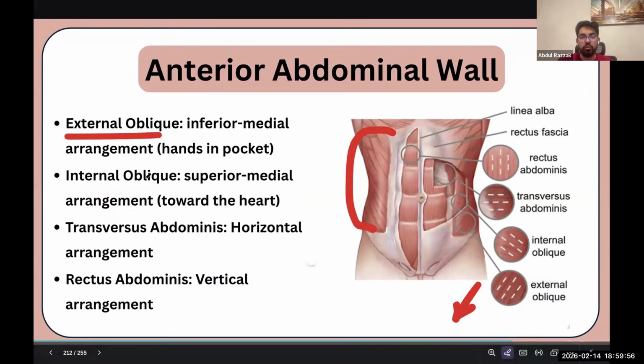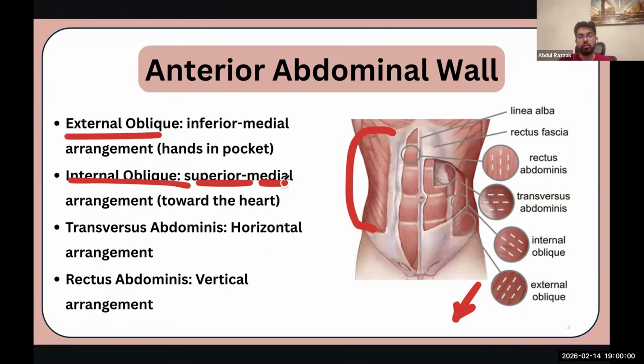The second one is internal oblique, and this is going superior medial. So it's going like this. So it's like you're making dua, okay? It's going toward the heart. Again, this is how they go. They kind of go against each other. This is how the external oblique goes downwards, and this is how the internal oblique goes upwards, like this.